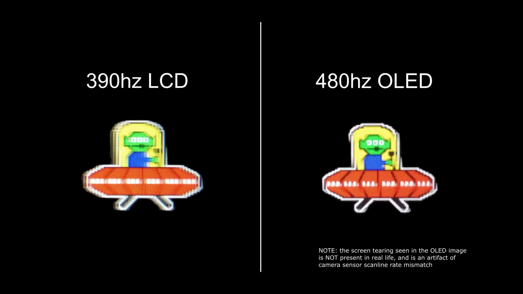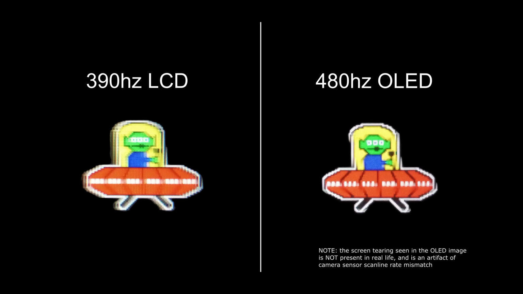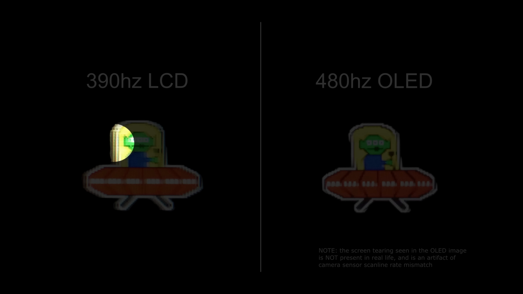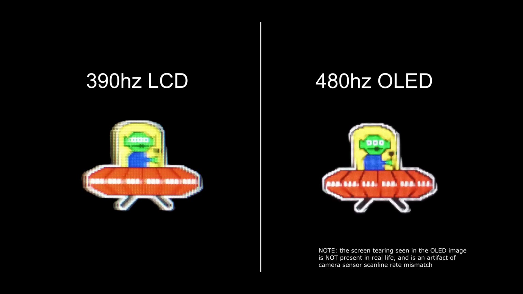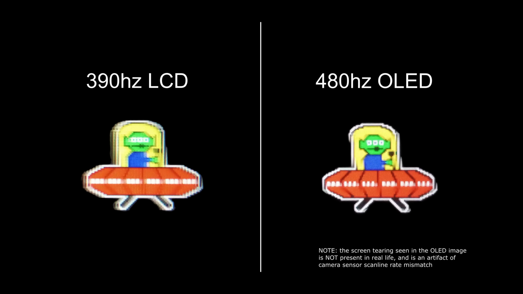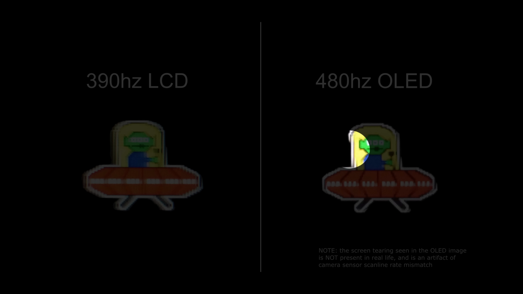In the LCD picture, you can distinguish each of the white dots, but they are significantly blurred into each other. Also, there's a lot of smearing off the back edge of the UFO. Actually, in real life, that smearing looks even worse. In the OLED picture, the white dots are easy to distinguish, but you can still perceive some blur between them. There is zero smearing off the back edge of the UFO.